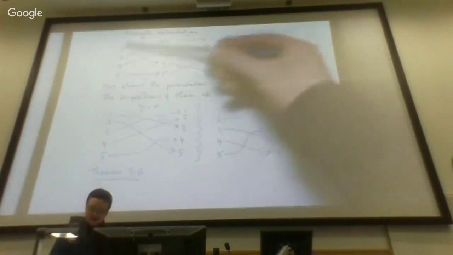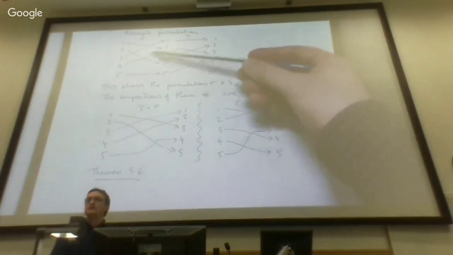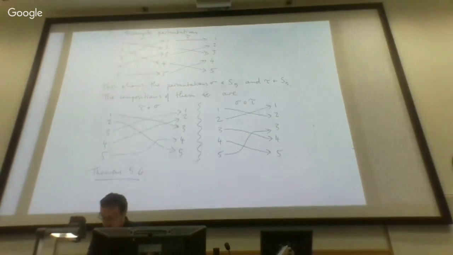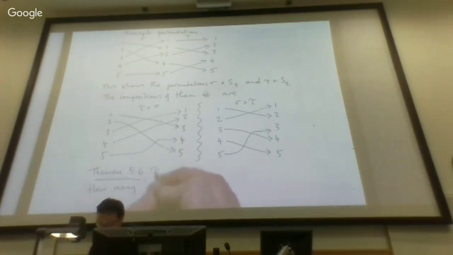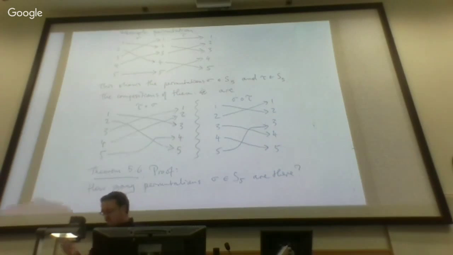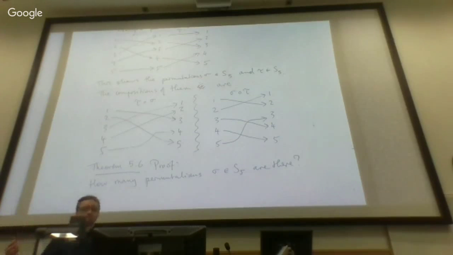You just look at that permutation sigma. How many different ways could I complete this mapping diagram? Well, this is the proof of this, if you like. How many permutations sigma in S5, let's say, are there? Well, you think about the choices you go through when you're constructing them.